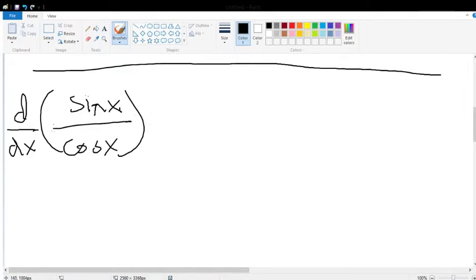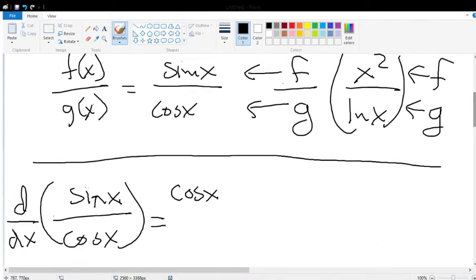So let's focus on the derivative of this using the quotient rule. The quotient rule tells us you take the bottom function and you just write it out. So this is simply cosine of x times the derivative. Do I need to write it out again?